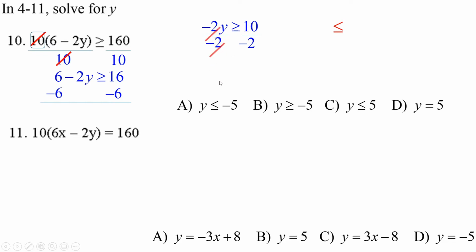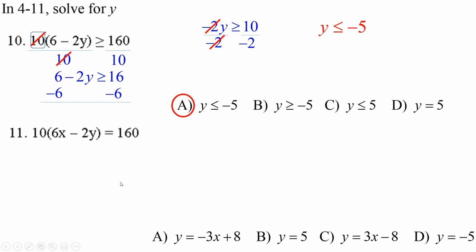And the negative 2's cancel. So y is less than or equal to... What's a positive over a negative? That would be negative. And 2 goes into 10 5 times. Negative 5. y is less than or equal to negative 5. And there it is. Hey, look at us.